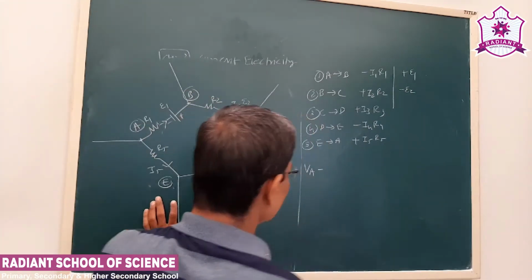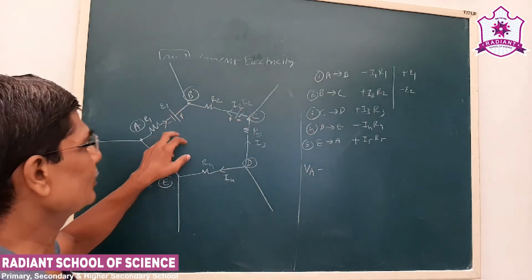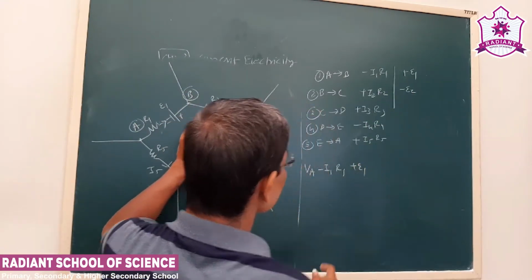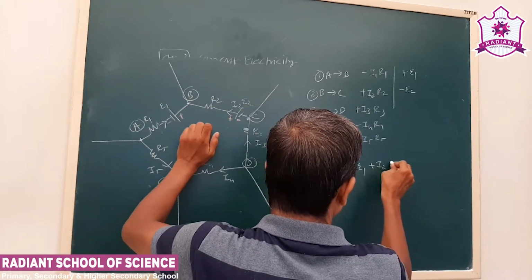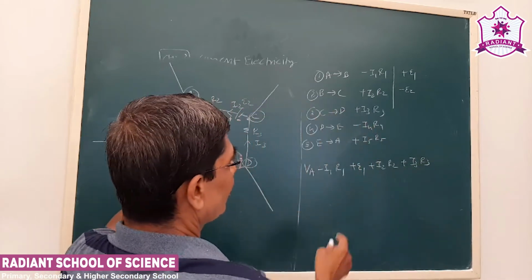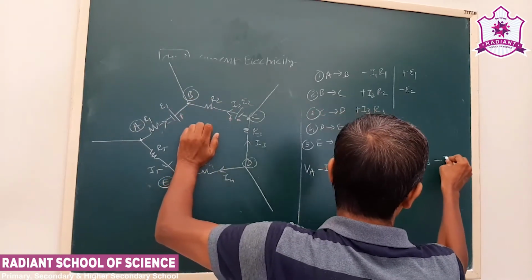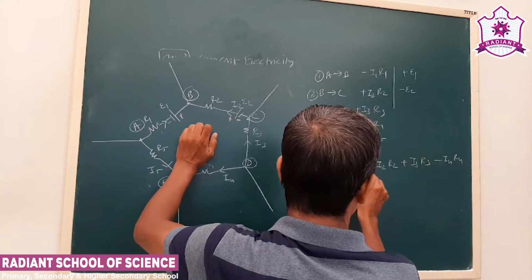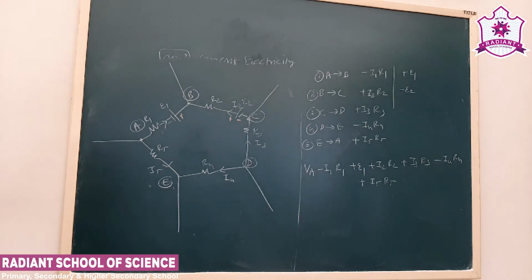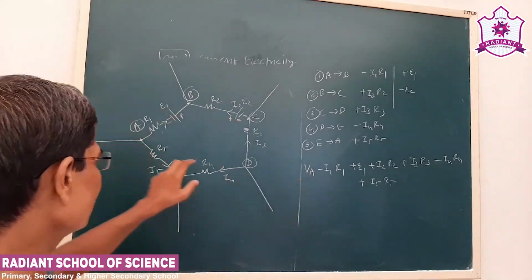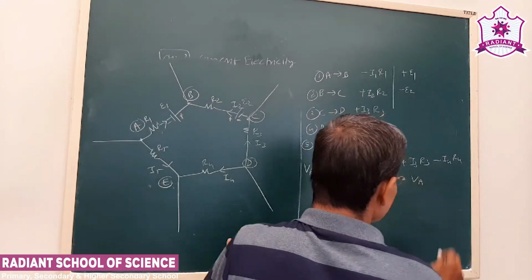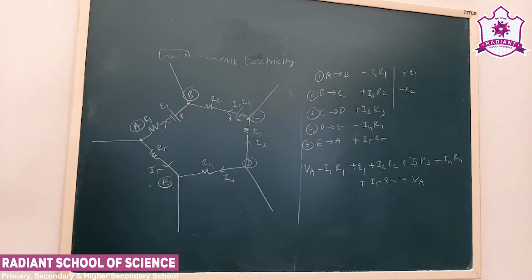Let's say VA, starting from A. A to B will be minus I1 R1, also plus E1. Then B to C, plus I2 R2, C to D, plus I3 R3, D to E, minus I4 R4, plus I5 R5. Now see, the single valuedness says that whatever the potential was at A, that is VA, when we come back the potential remains same. Okay, that is equal to VA.